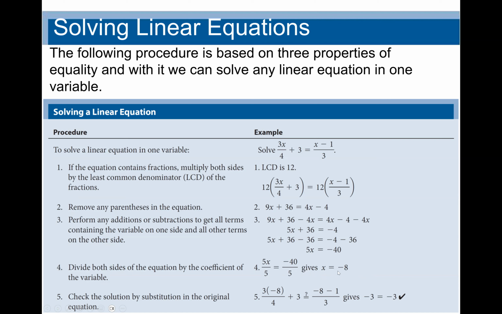So we can also check our solution by substitution. We can go back to the original equation, then we can substitute x as minus 8. So we have 3 times minus 8 over 4 plus 3 equal to minus 8 minus 1 over 3. And if we do the arithmetic, our solution will be minus 3 equal to minus 3. So as long as the value on the left side is the same as the right side, then we will say our solution x equal to negative 8 is correct.